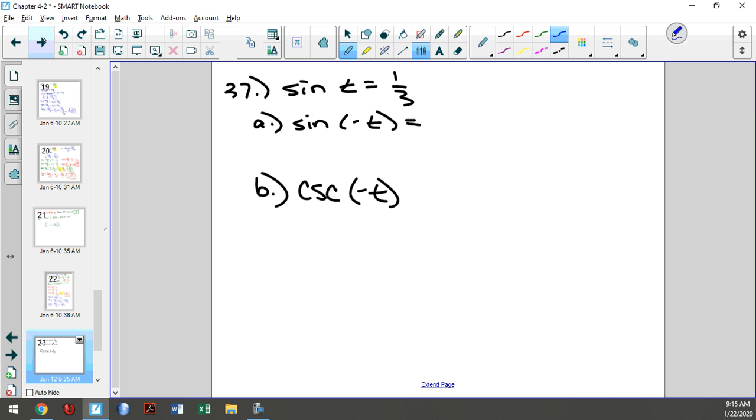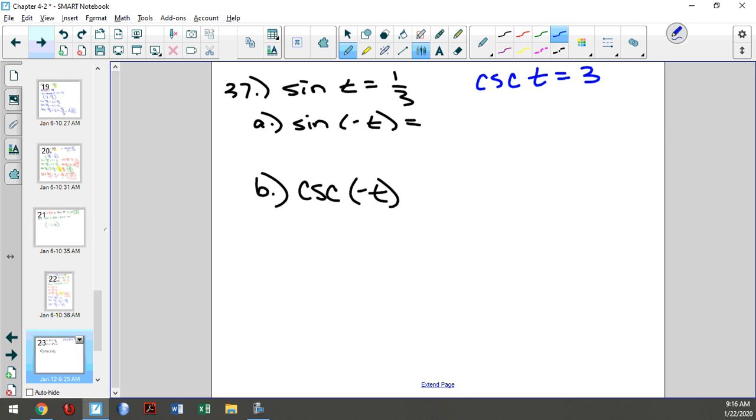So if I tell you the sine of t is 1/3, what else do I immediately know? I automatically know that the cosecant of t is going to be equal to the reciprocal, which is 3. I automatically know that because they are inverses of each other. Do we all understand that?